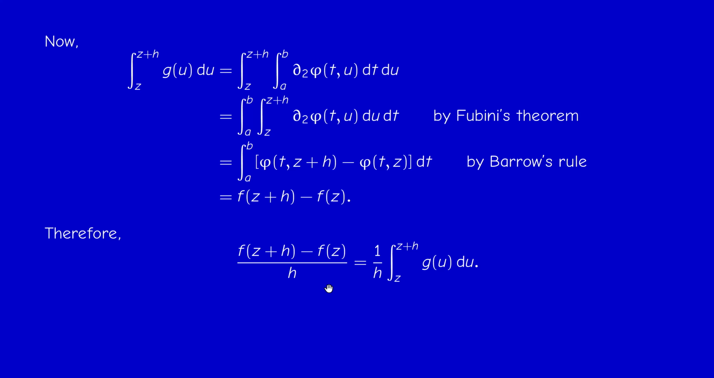So now it's enough to prove that this quantity, 1 over h times this integral, tends to g(z) as h tends to 0. Here h is the variable and z is fixed. If I prove that, then we will hit two birds with one stone. We'll prove that f is holomorphic and that its derivative is equal to g(z), which is the integral of the derivative. This is not terribly difficult.